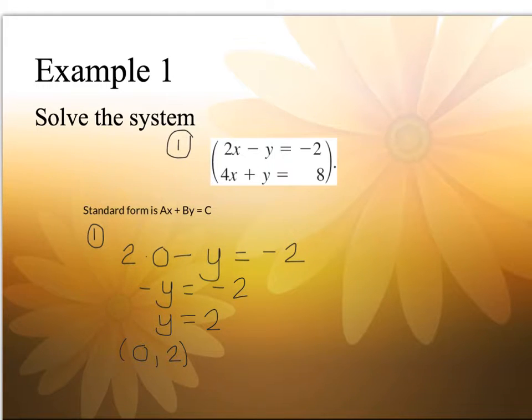Now we're going to find the x-intercept. We just found the y-intercept. The x-intercept is what we're going to find next, and so we're going to substitute 0 in for y.